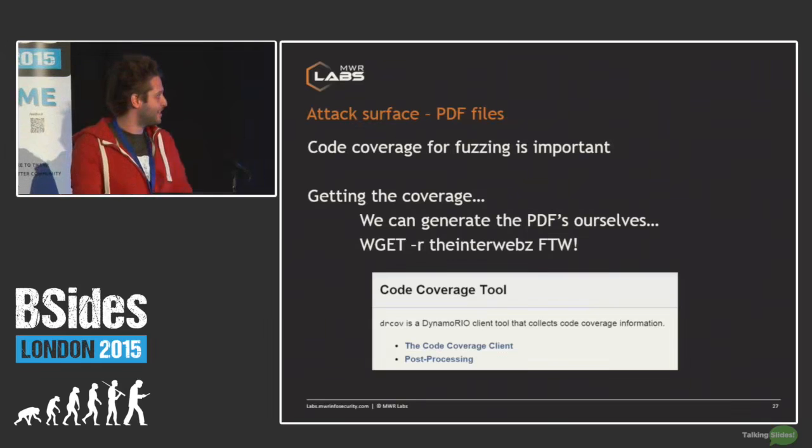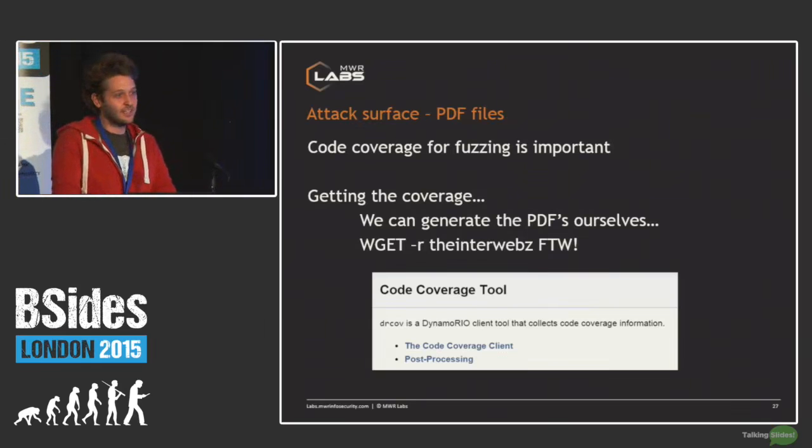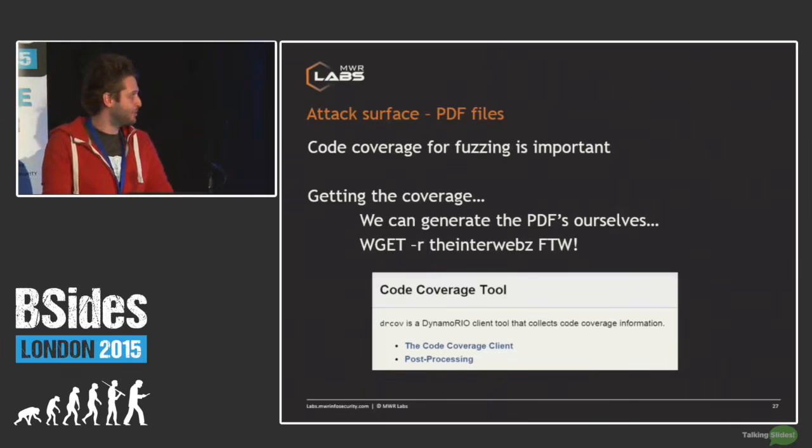There's kind of a couple of ways, I guess, we thought we could do this. We could either generate the PDFs ourselves. That might take a little while, but we've got the specification, we can probably go do that. The option we chose was just to go out onto the internet and just wget lots and lots of PDFs. I think we ended up with around 2 terabytes of PDFs after running wget recursively for about a week or so.